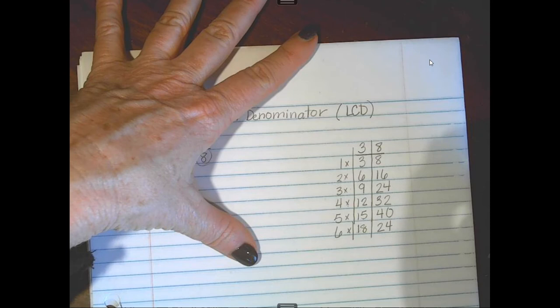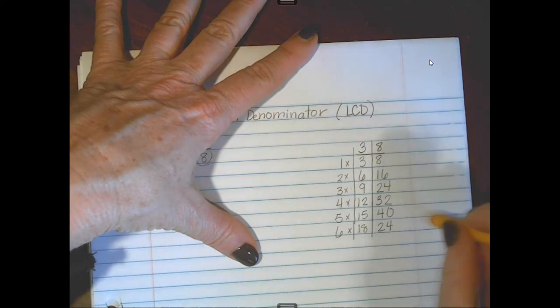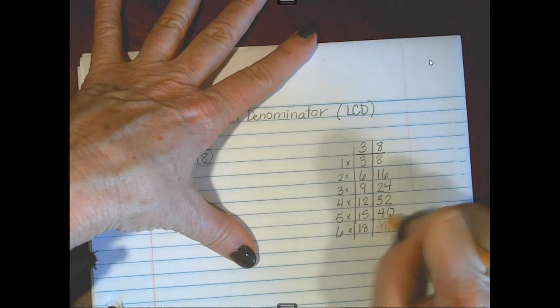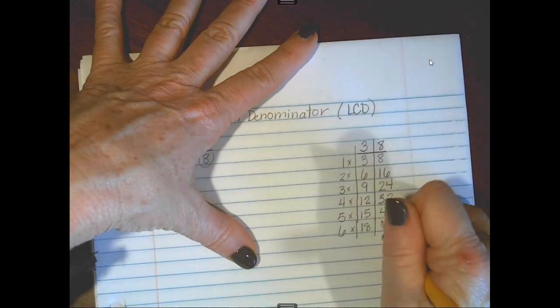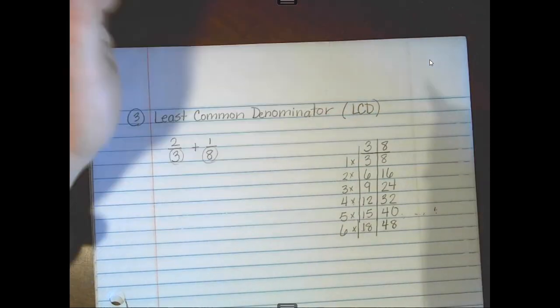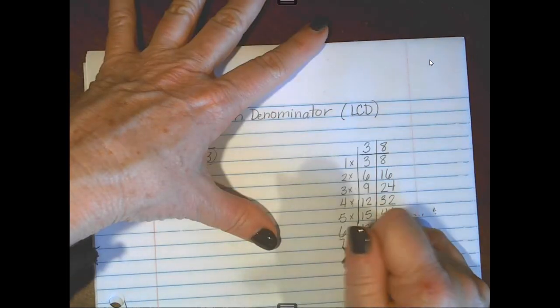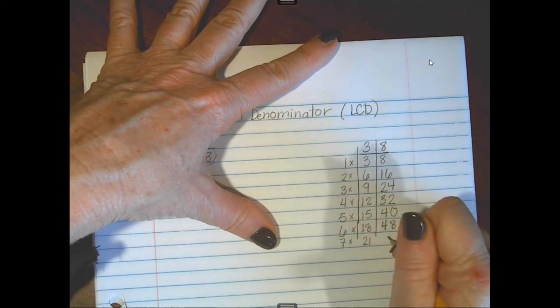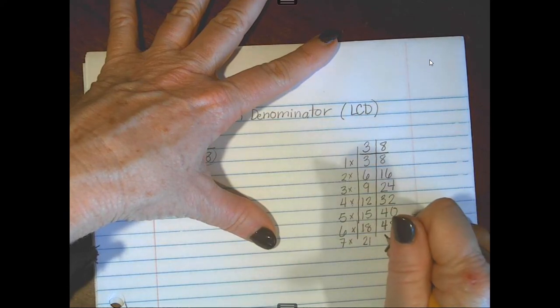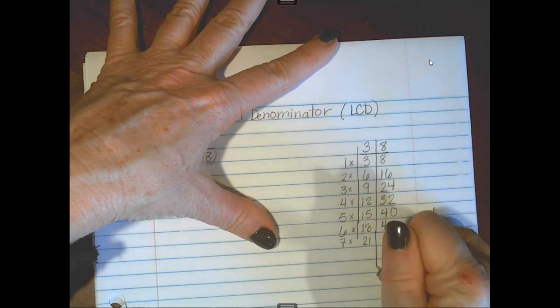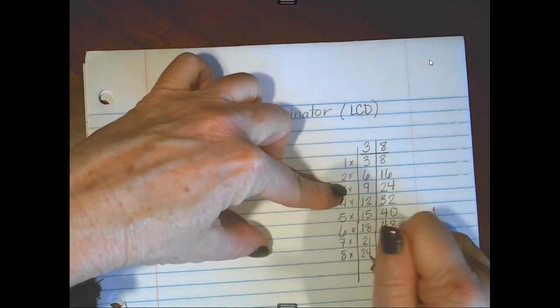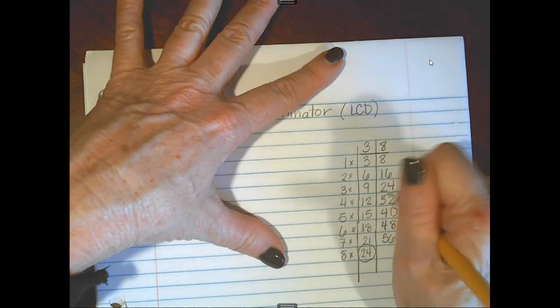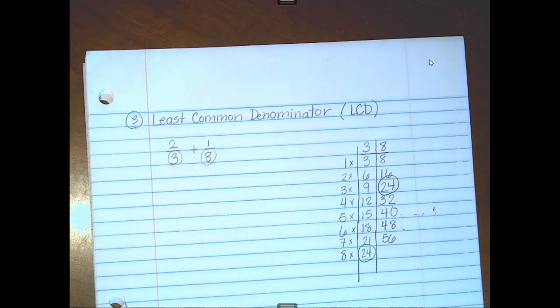I see it already. The least common denominator, 6 times 8. No, I don't see it yet. Sorry. 6 times 8 is 48. One more time. 7 times 3 is 21. 7 times 8 is 56. All right, still don't see it. 8 times 3 is 24. I can stop right there. That's what I was looking for. My bad. That's the one that took me a little while to find.